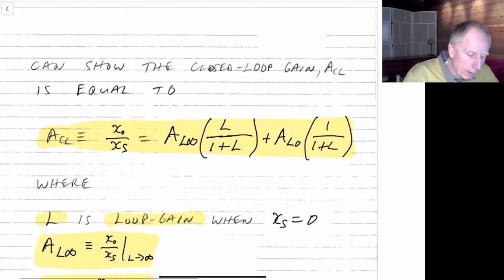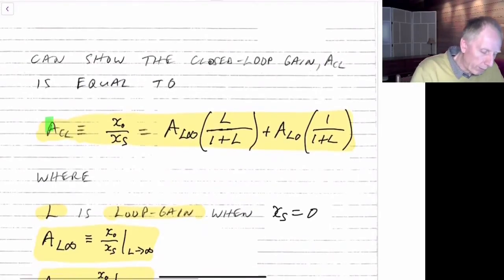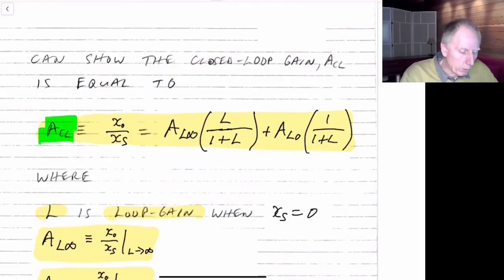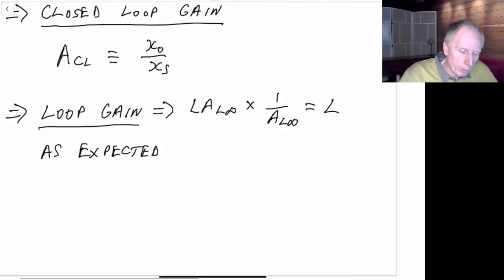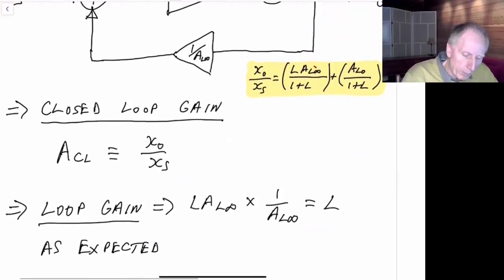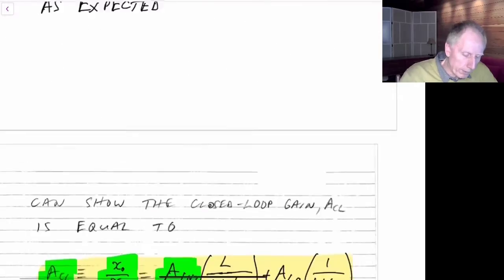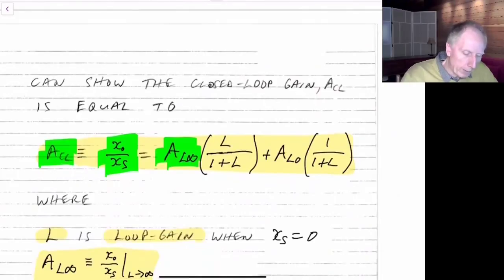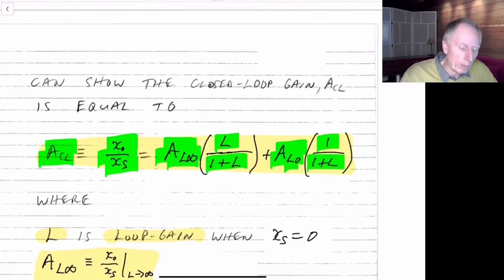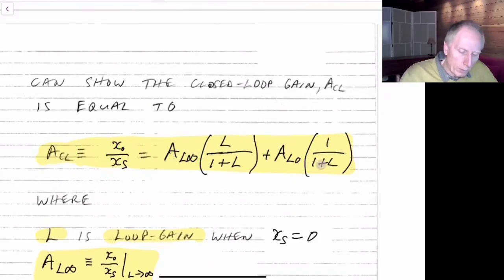So what we have then, using that block diagram, is a general formula for a feedback circuit: the closed loop gain of the feedback circuit is A sub L infinity. All we've done here is bring this term out of the bracket separately, and we'll also bring this out of the bracket. That's all we're doing in this step. So we have A sub L infinity times L divided by 1 plus L, plus A sub L0 times 1 divided by 1 plus L. And what are these three terms?